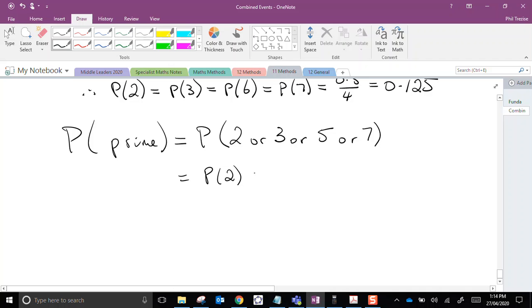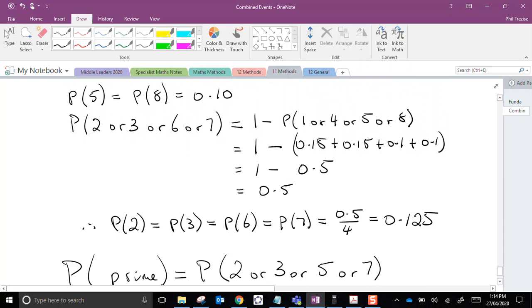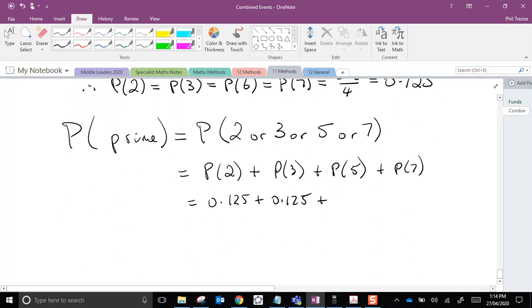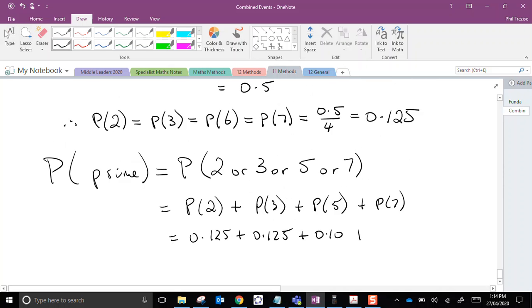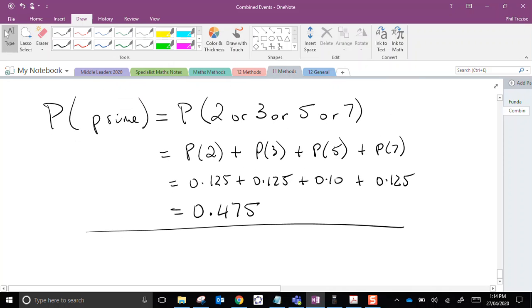Well, that's the chance of a 2 plus the chance of a 3 plus the chance of a 5 plus the chance of a 7. There are no overlaps between them. Now the chance of the 2 was 0.125. The chance of a 3 was 0.125. A 5 was different. A 5 was only 0.1. And the 7 was 0.125. Now what's all this going to add up to? 0.475. I think that's the chances of rolling a prime number.